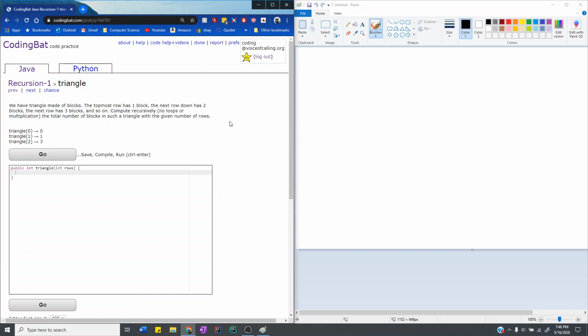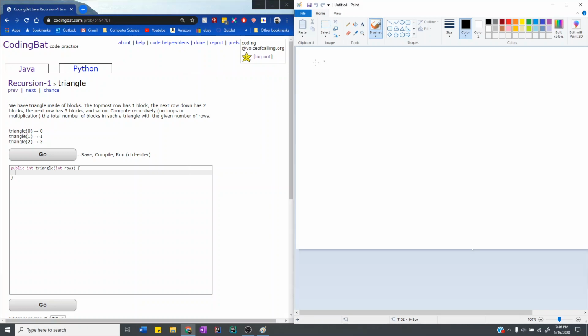Okay, so we'll be doing recursion one triangle. We have a triangle made of blocks. The topmost row has one block, the next row down has two blocks, the next row has three blocks, and so on. Compute recursively, no loops or multiplication, the total number of blocks in such a triangle with the given number of rows. Okay, so here are the sample cases.